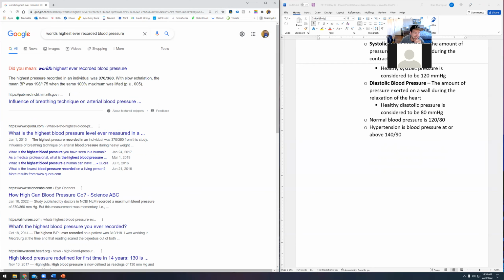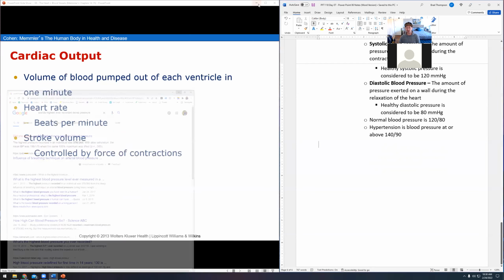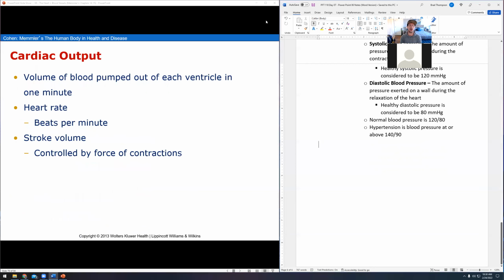370 over 360. That is crazy high, right? That means there's a lot of pressure. Now, here's the thing. That's not a big deal when you're exercising. In fact, we need that pressure to get blood to move in the direction we want it to. We're in a high blood flow, blood pumping situation here because we're working out, right?